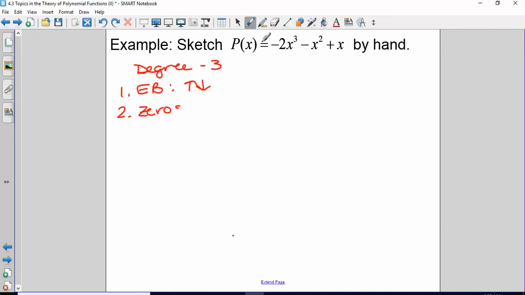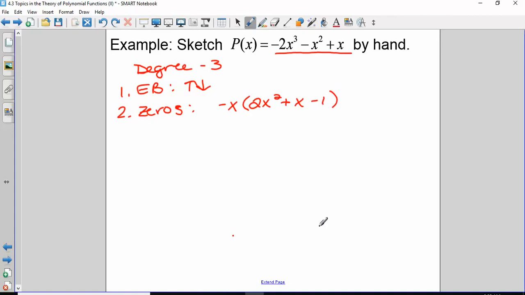Step 2, the zeros. Okay, it's not as obvious, but what could I pull out of all of this? An x. Can I go ahead and take out a negative x so that'll be a positive? Is that okay? Then I'm left with 2x squared plus x minus 1. If I take out a negative, it changes all my signs.